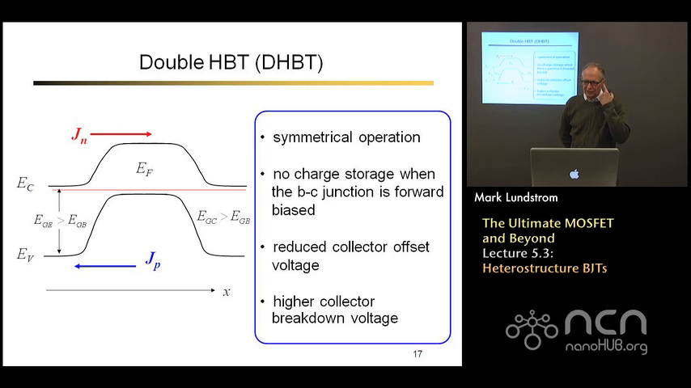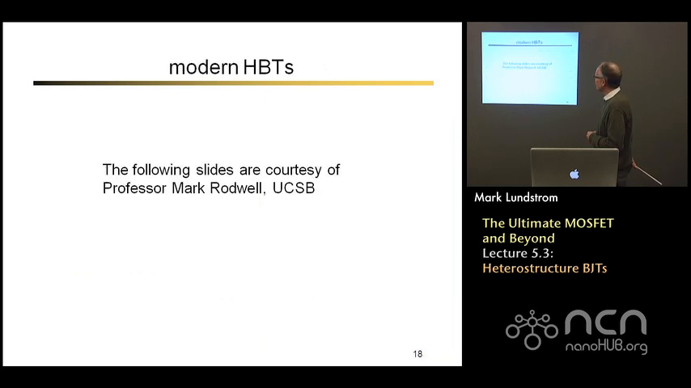That's sometimes advantageous. There are other advantages that I won't go into detail on, having to do with reduced charge storage for switching and reduced offset voltages and things like that. A very important advantage is that we can have a high breakdown voltage. If we apply a large voltage to the collector, which we'll need if we're doing power amplification, and we have a wider band gap, then the breakdown voltage of the collector is increased, and that's very advantageous. Okay, so those are the basic operating principles.